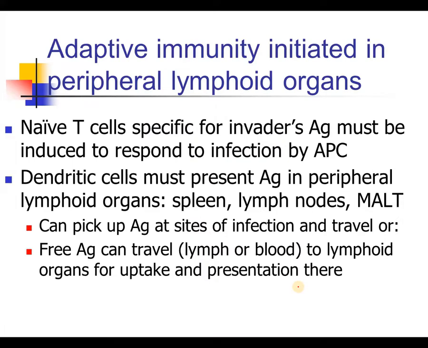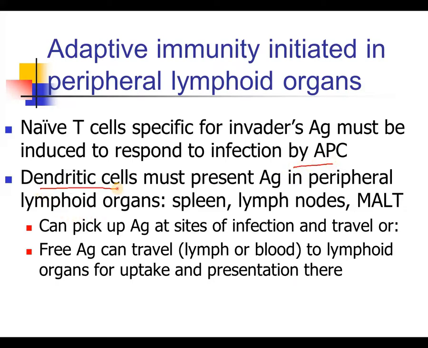So remember that adaptive immunity is initiated in the peripheral lymphoid organs, and naive T cells specific for an invader's antigen, which is going to be a peptide, must be induced to respond to infection by an antigen-presenting cell.